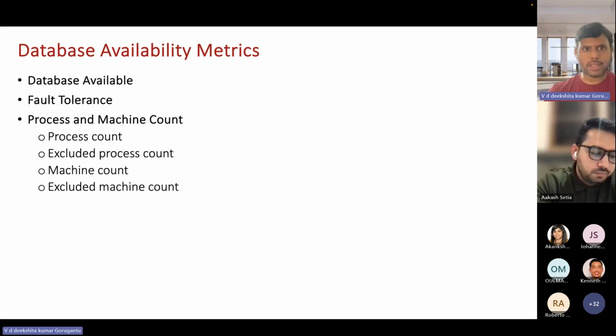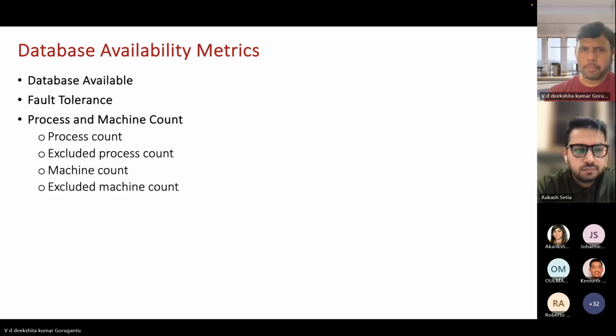Then coming to process and machine count. In FoundationDB, when we are running a FoundationDB process, each process is bound to one CPU core. Because of that, we run multiple FoundationDB processes in a single VM. Currently in our production cluster, we have a total of 46 machines, and across these 46 machines we are running a total of 297 processes. It's very difficult to monitor which one is up and which one is down.